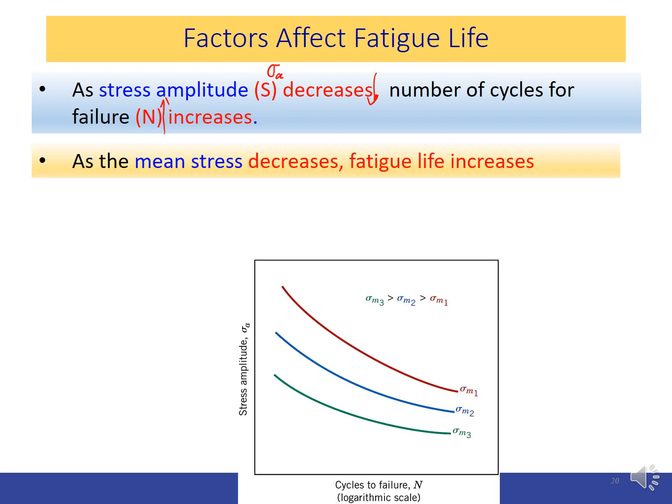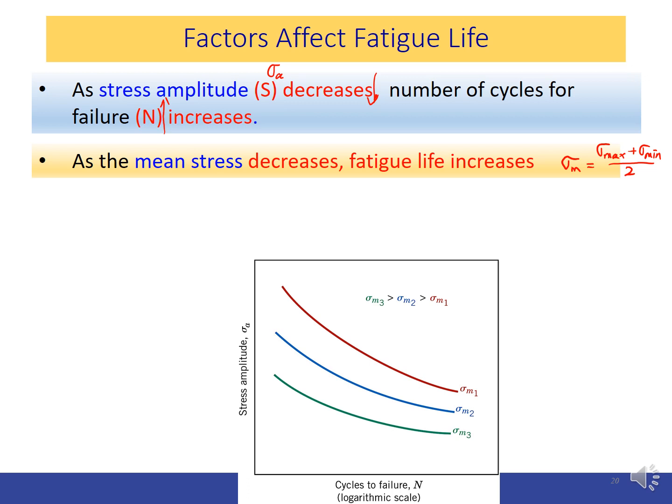The second factor is the mean stress. As the mean stress decreases, fatigue life increases. So the mean stress, if you still remember, is sigma m equals sigma max plus sigma min over 2, the sum of the maximum stress and the minimum stress divided by 2.